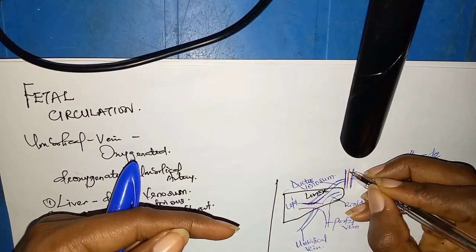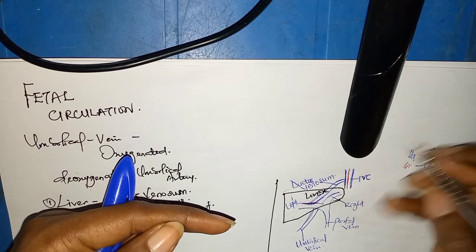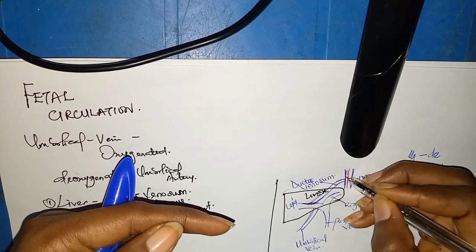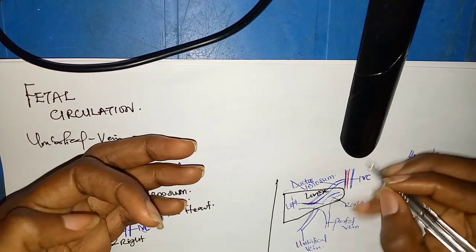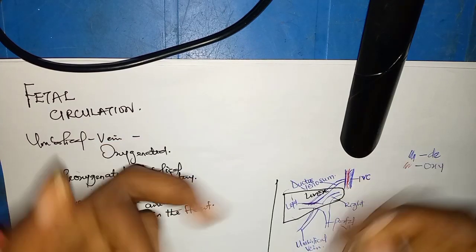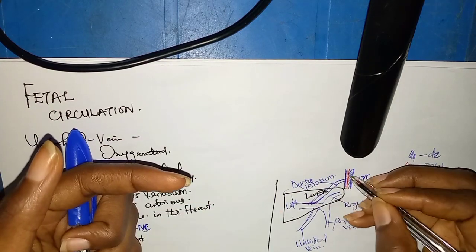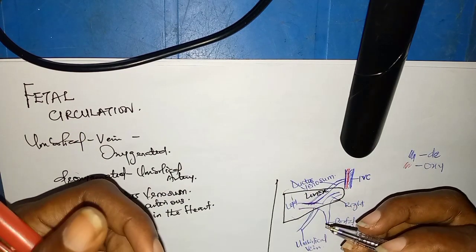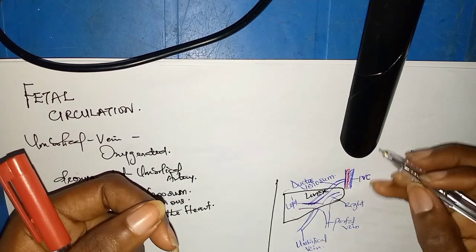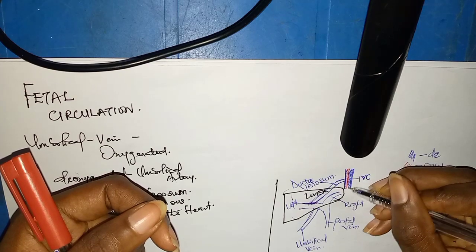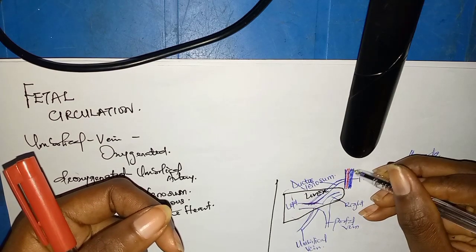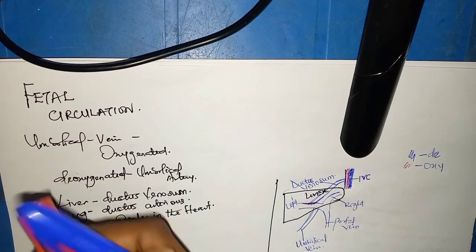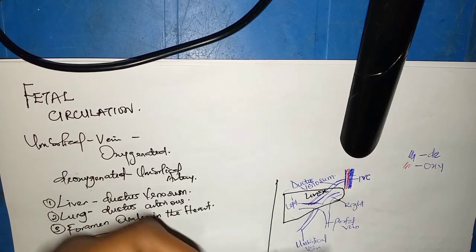So in the IVC we have two types of blood. We have the oxygenated blood and we have the deoxygenated blood. The oxygenated blood coming from the umbilicus, and the deoxygenated blood coming from the lower part of the body, which is our lower limbs and the likes.